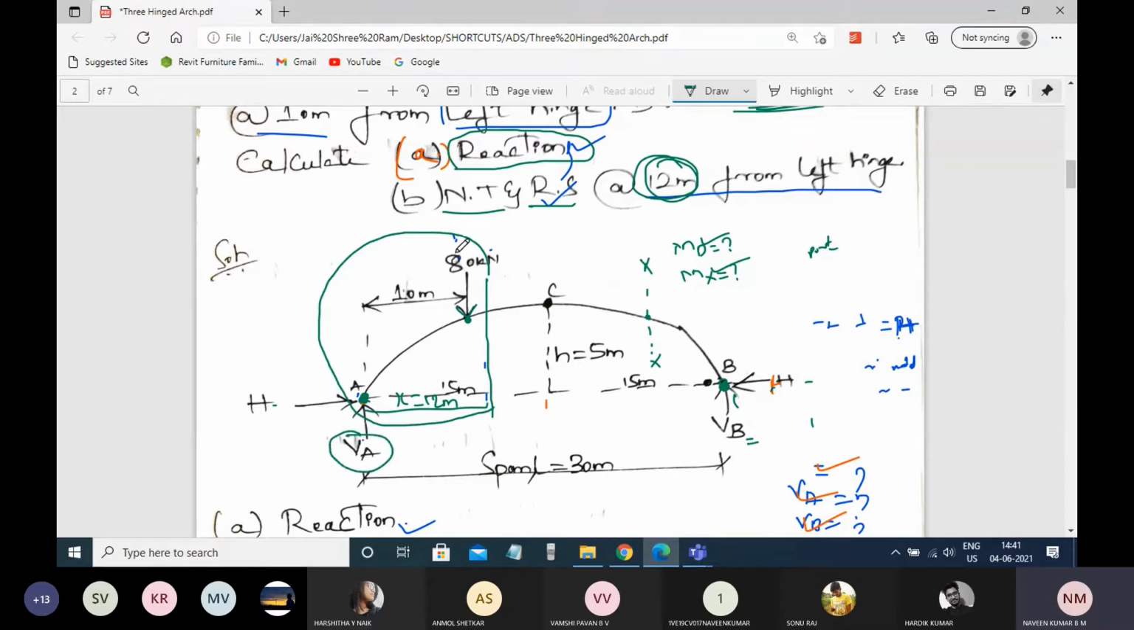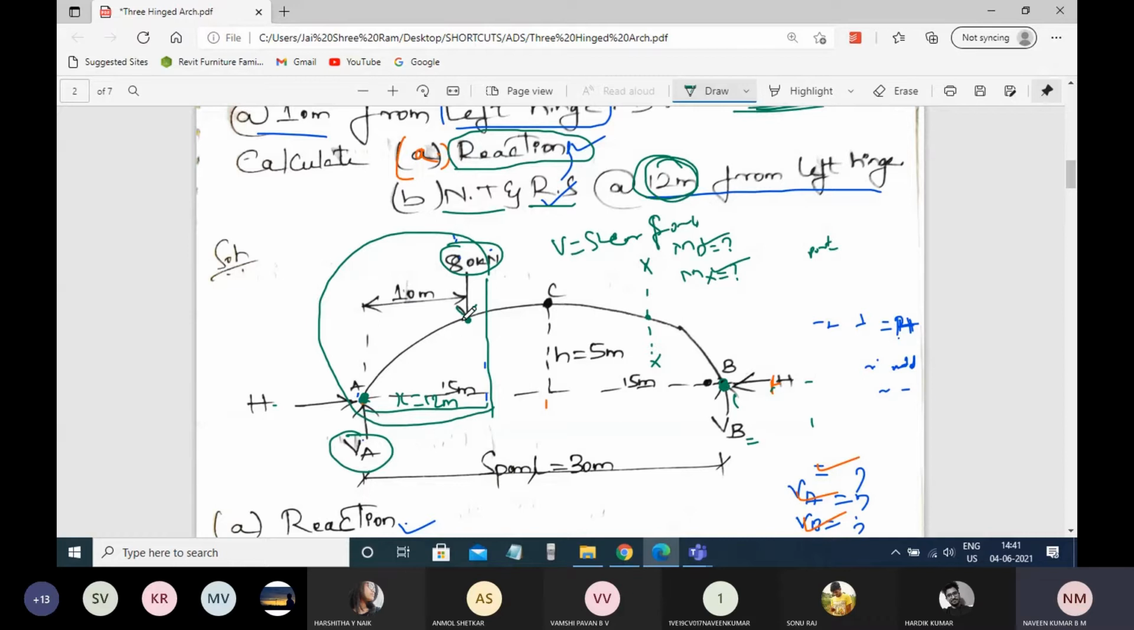VA is acting and 80 kilonewton is acting. So we need to consider shear force. V is nothing but shear force. Don't consider it as VA, then it will be wrong. You should be very careful. V is nothing but shear force.